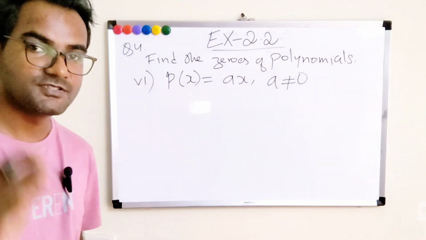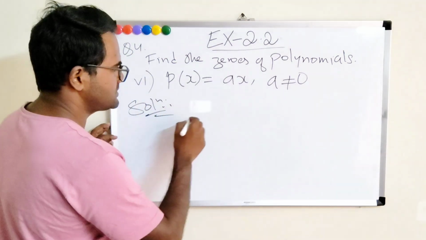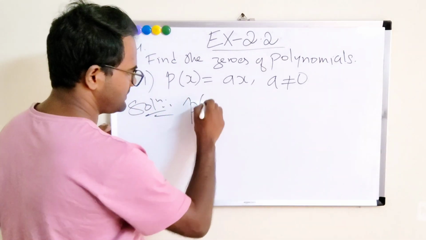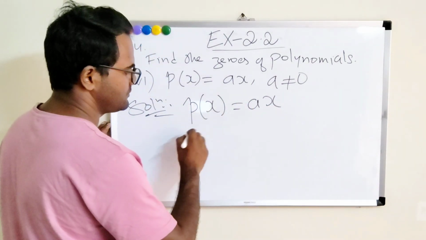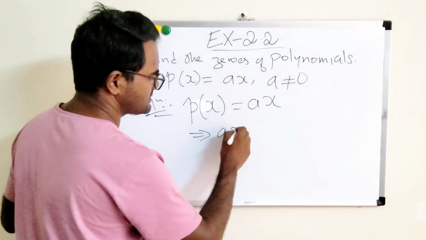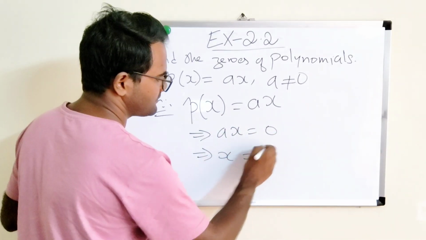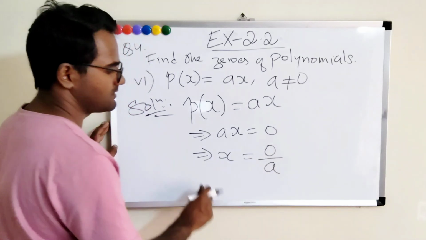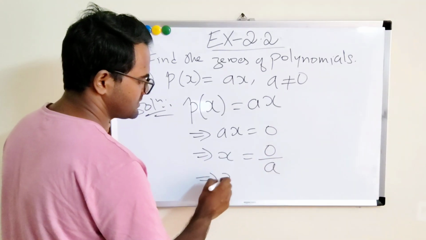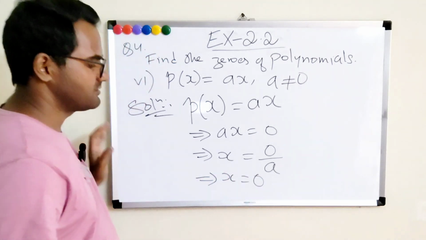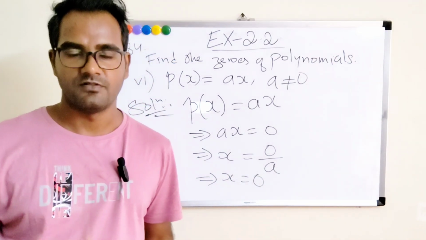Alright, we have number 6. So let us solve. Solution. So how do we do it? Here we have p of x equals ax. Then we will write ax equals 0, which means x is 0 divided by a. So x equals 0. This is the required zero of the given polynomial.